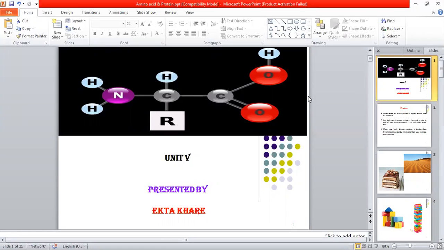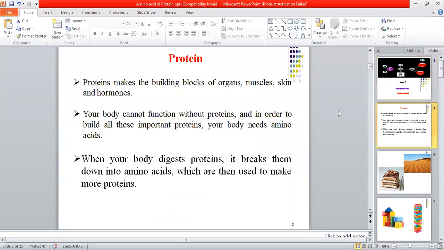Good afternoon, everyone. Today's topic is amino acid and protein. Already in the previous classes, we have learned regarding the protein only. But somehow, if somewhere the question asks to write about the method of preparation and the chemical properties of protein, then what will you write? At that time, you have to write regarding the amino acid only. So, what is amino acid?